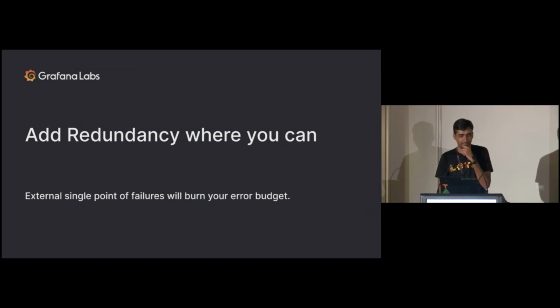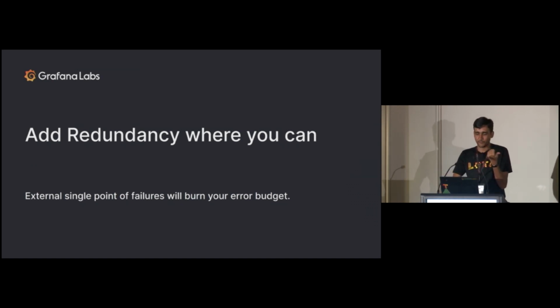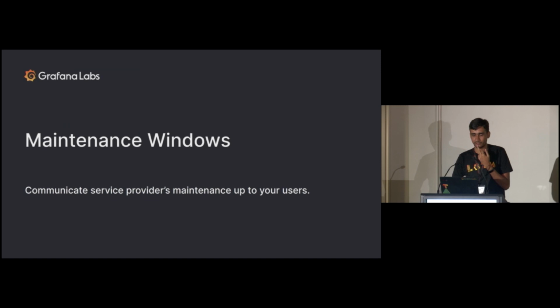Another is adding redundancy where you can, like I talked about public DNS, right? But if you configure only one public DNS and that DNS goes down, you're down. So you need to add redundancy where you can. You can't add it everywhere, but there are some places where you can add without adding extra cost. So you should add redundancy where you can.